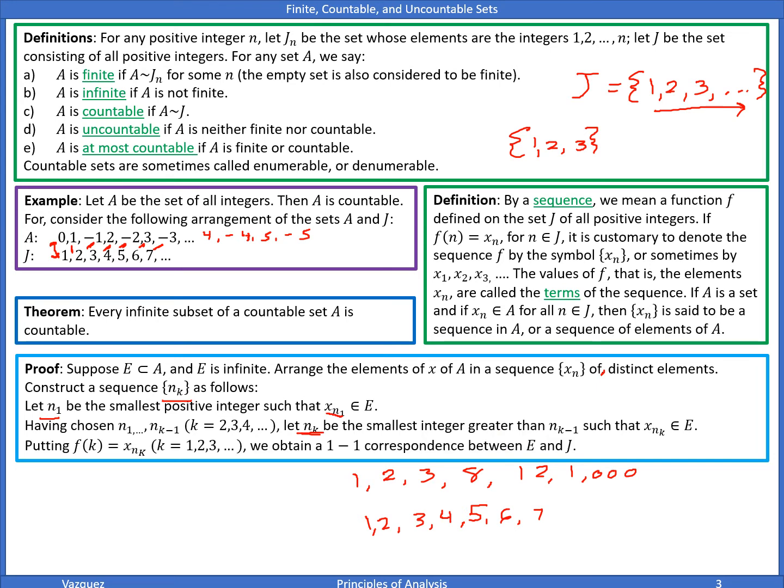While putting f of k as a subsequence x sub n sub k, we obtain a one-to-one correspondence between E and J, thus proving our theorem.